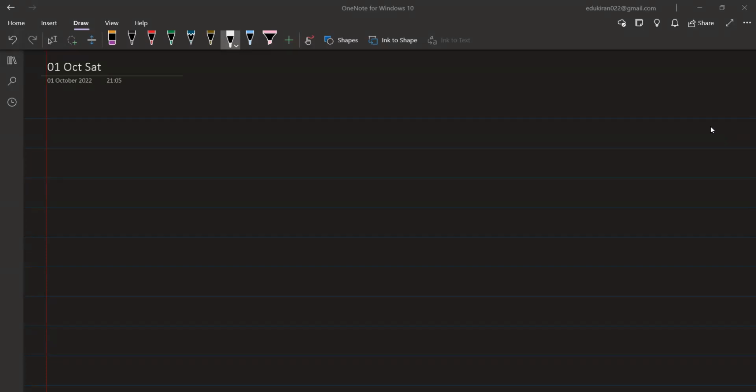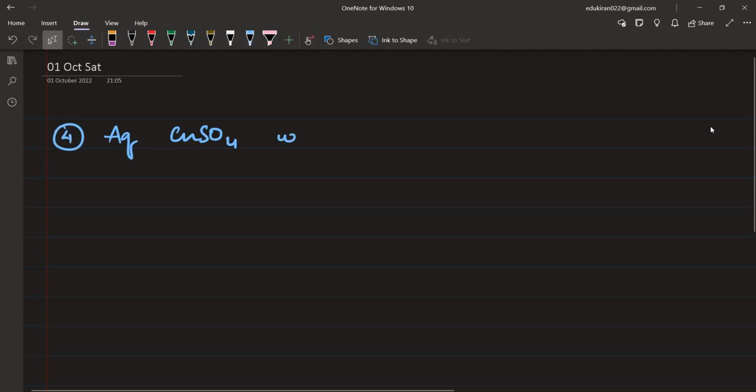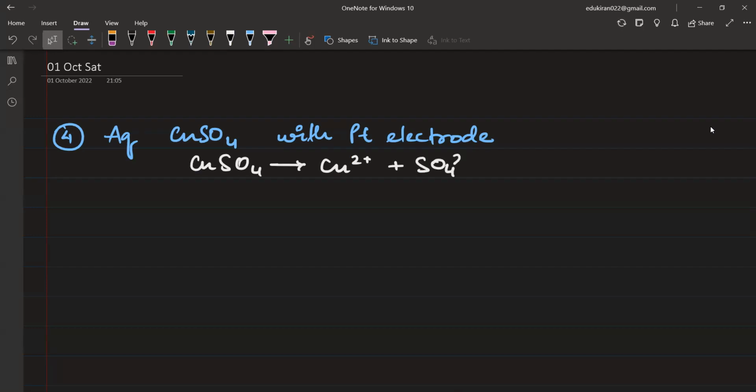So the last cell that we looked at was aqueous NaCl. Let's look at another cell. This is going to be your fourth cell. Please write aqueous CuSO4 with platinum electrode. And we are still using an inert electrode. Now, what are the reactions possible? Obviously, we are going to have these ions, Cu2+ and SO4 2-. Then with water, we are going to have H+ and OH-.